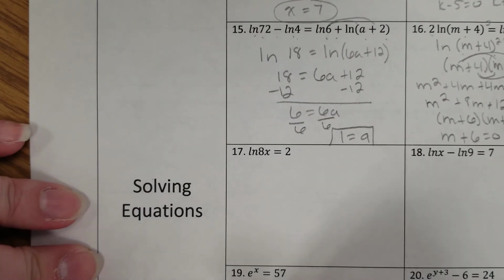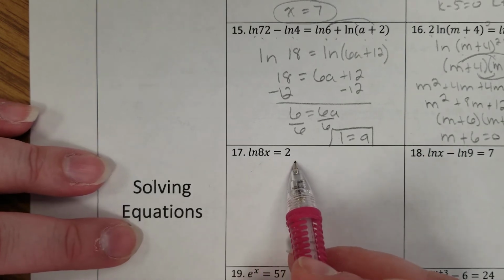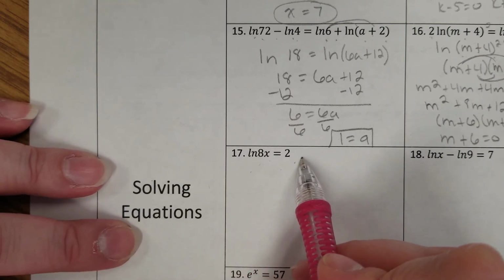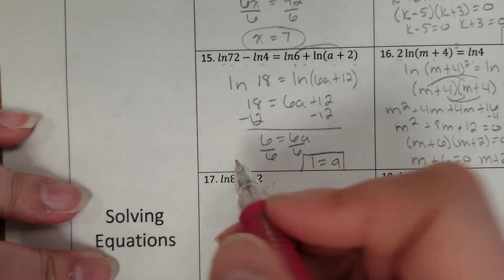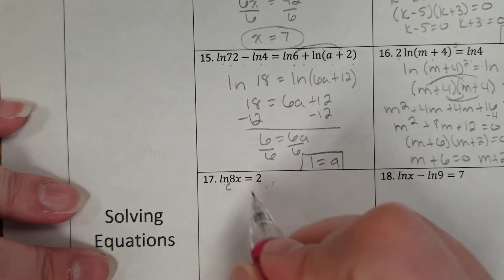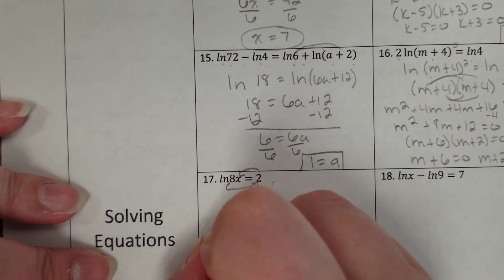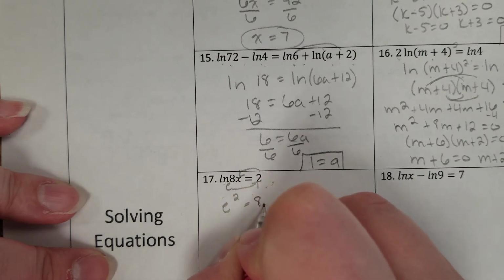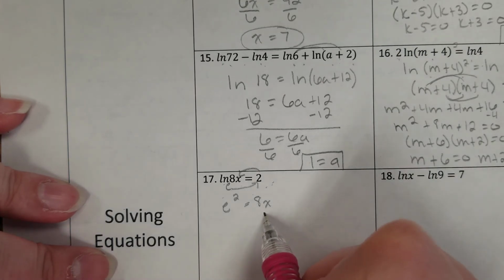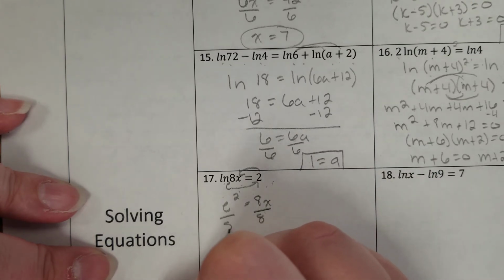All right, so for 17, we now have the natural log of 8x equals 2. Because there isn't a natural log on this right side, we're actually going to change this into exponential form. And because we have natural log, our base is e, so we're going to make this into exponential form, following our arrows. So we have e squared equals 8x. Now to solve this for x, we're going to leave this as e squared for now and just divide both sides by 8.